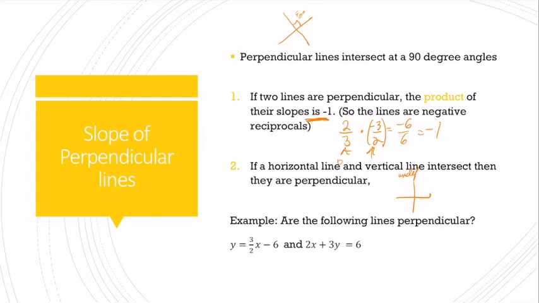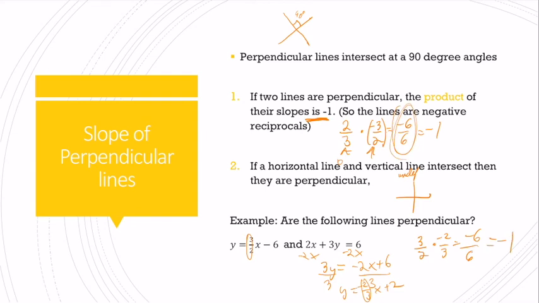So let's determine if the following lines are perpendicular. I have a slope of 3/2. I'm going to solve 2x plus 3y equals 6 for y. I have 3y equals -2x plus 6. Divide both sides by 3. I have y equals -2/3 x plus 2. And what I'm going to do now is multiply these two slopes together. So if I have 3/2 times -2/3, that gives me -6/6.